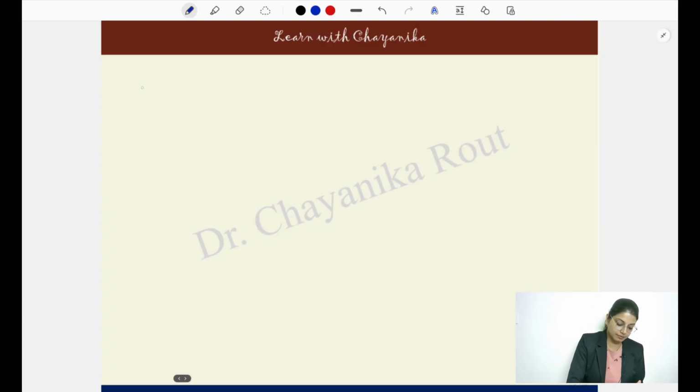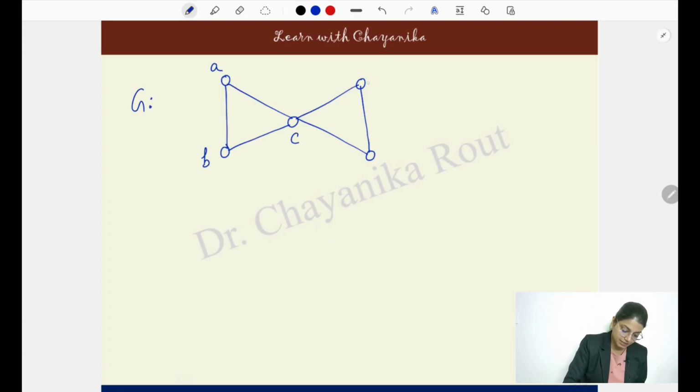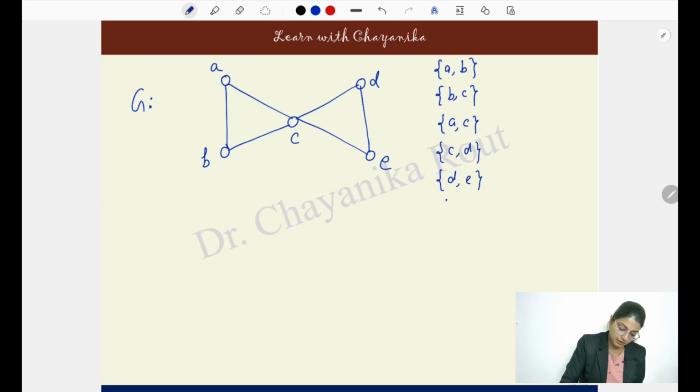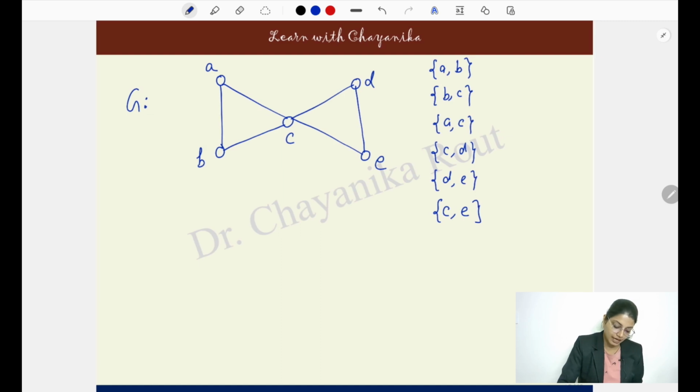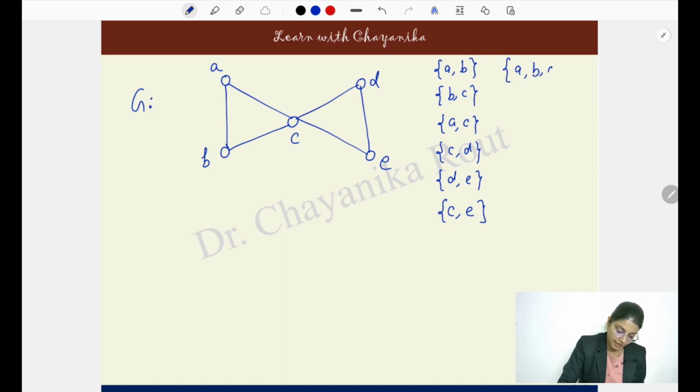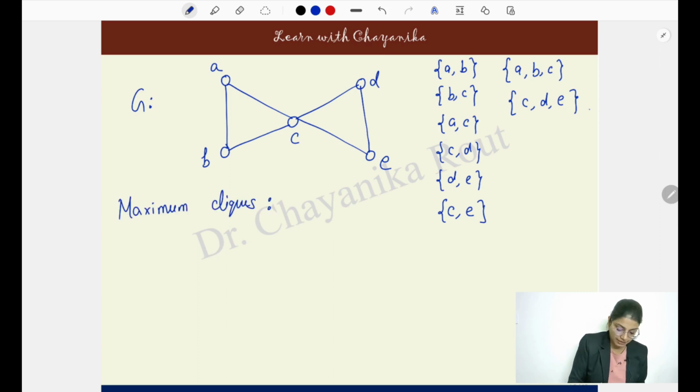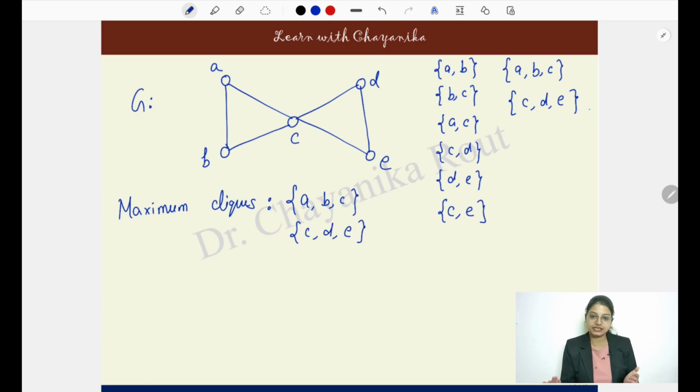So let's see another example. The vertices are A, B, C, D, E. All the cliques here are AB, BC, AC, CD, DE, and CE. And of size 3, we have two: ABC and CDE. These are all the cliques of this graph. So we have two maximum cliques here, ABC and also CDE, because both are cliques of the largest cardinality, that is 3.